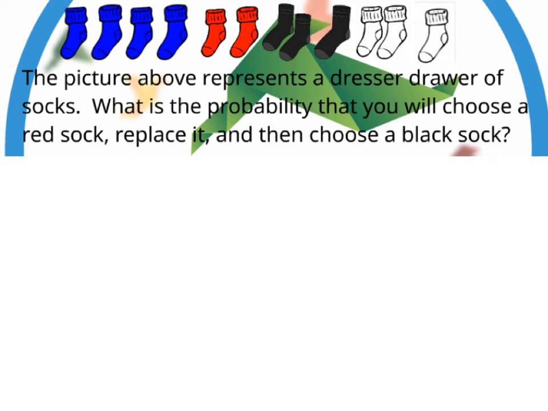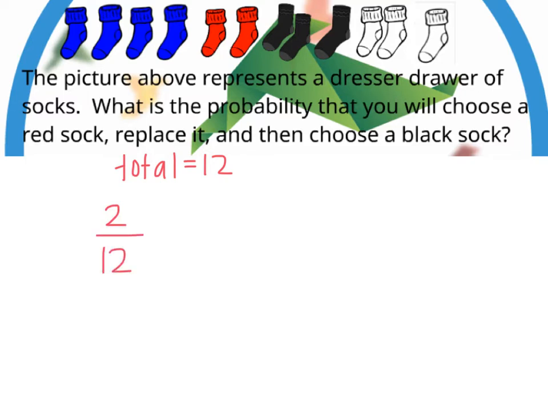We have here that the picture represents a dresser drawer of socks. What's the probability that you will choose a red sock, replace it, then choose a black sock? If we look at this problem, we have 4 blue socks, 2 red socks, 3 black socks, and 3 white socks. So there are a total of 12 socks altogether. If you were to stick your hand in your dresser drawer and pull out a red sock, you have 2 chances of pulling out a red sock out of 12 total socks.